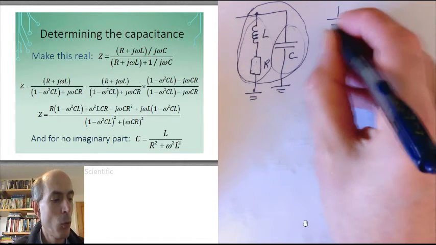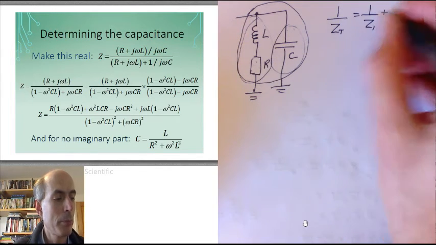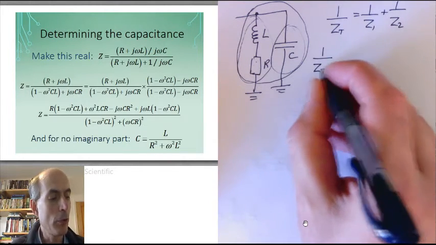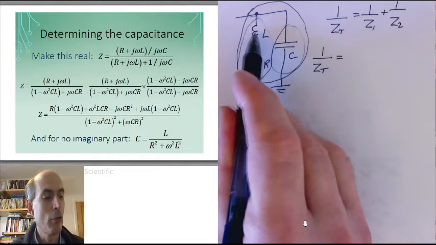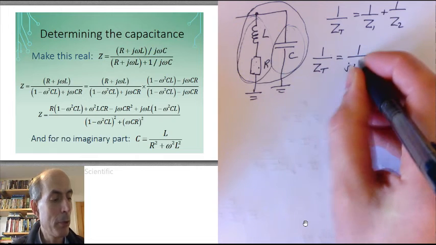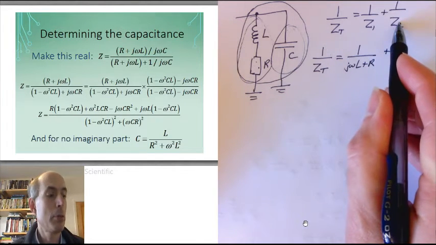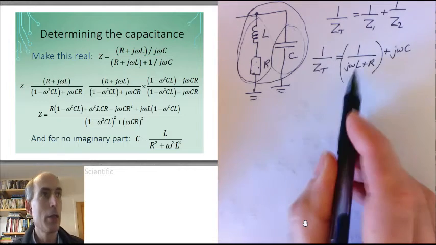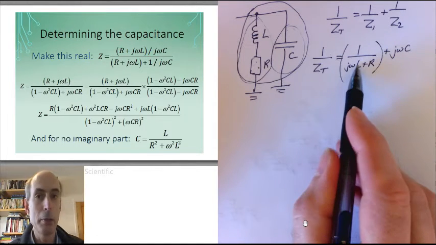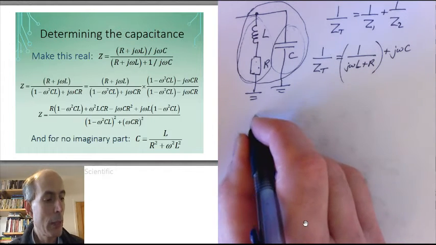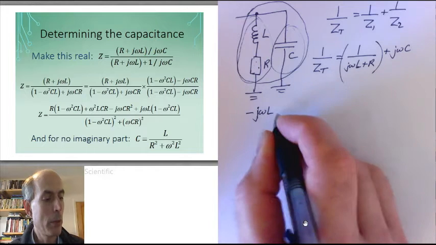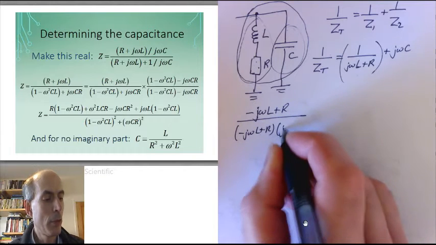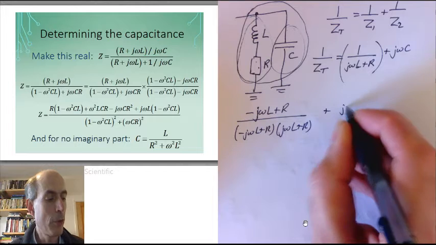And using the formula 1 over Z total is 1 over Z1 plus 1 over Z2 for two impedances in parallel, we would get 1 over the total impedance is 1 over the impedance of the inductor and the resistor, j omega L plus R, plus 1 over the impedance of the capacitor, which is just j omega C. If we express this term here in terms of its real and imaginary components by multiplying top and bottom by its complex conjugate, we would get minus j omega L plus R over minus j omega L plus R times j omega L plus R, plus j omega C.